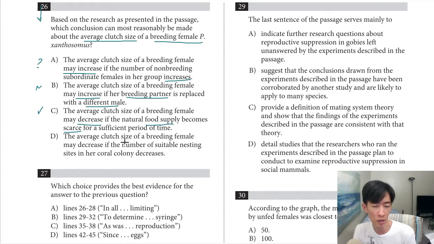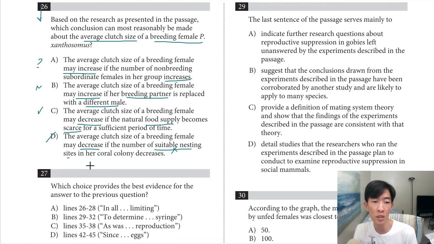Choice D, the average clutch size of a breeding female may decrease if the number of suitable nesting sites in her colony decreases. So this one I'm going to say is definitely not the right one, because remember nesting sites as the first factor they said was not a limiting factor, because when they took away one site, they just went to another. So A seems kind of weird. I'm really debating between B and C, but C I think we'll find more direct evidence for, just based on what I remember from the passage.